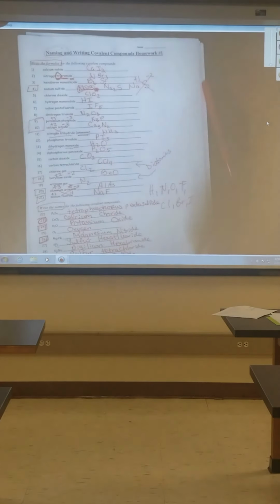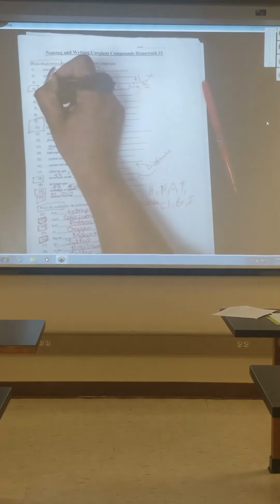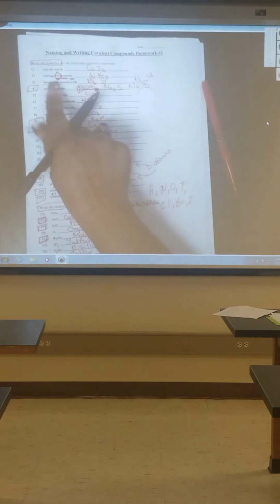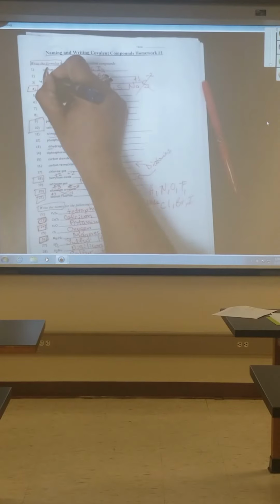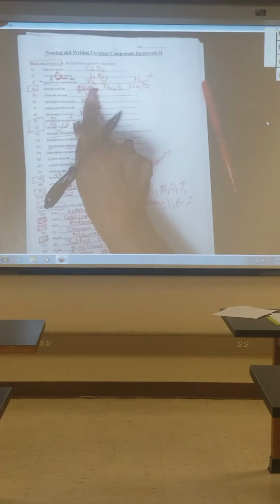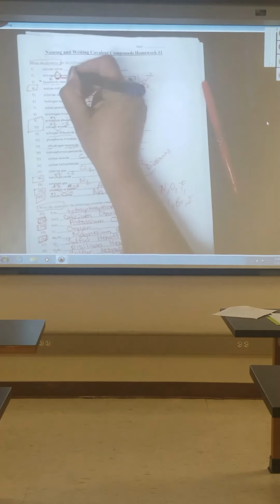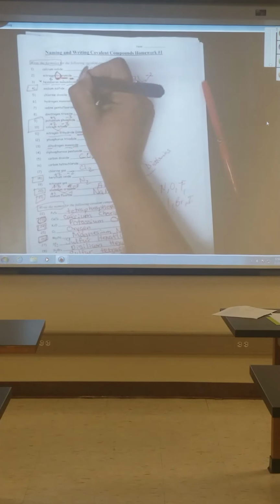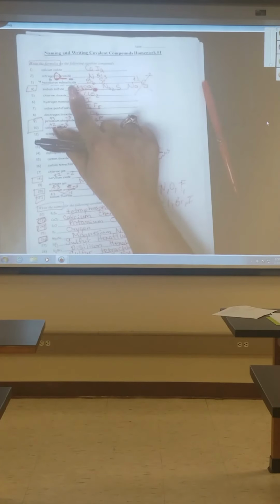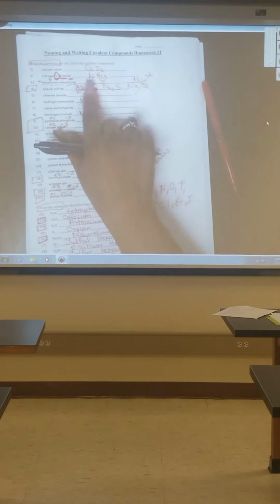Hexaboron. Hexa means 6, and boron is a B, so B6. Mono means 1, silicide: ide is the suffix, silicon is the base or root word for Si, and mono means that there's 1, so we don't put anything behind it, and that's how I got that answer.